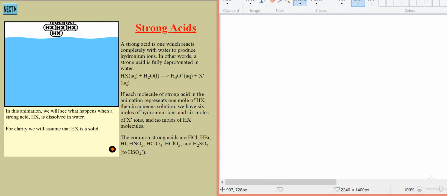Welcome to comparing strong acids and weak acids. In this animation, we will see what happens when a strong acid, any strong acid, is dissolved in water. It says HX is dissolved in water. We're going to assume that it's a solid to begin with.